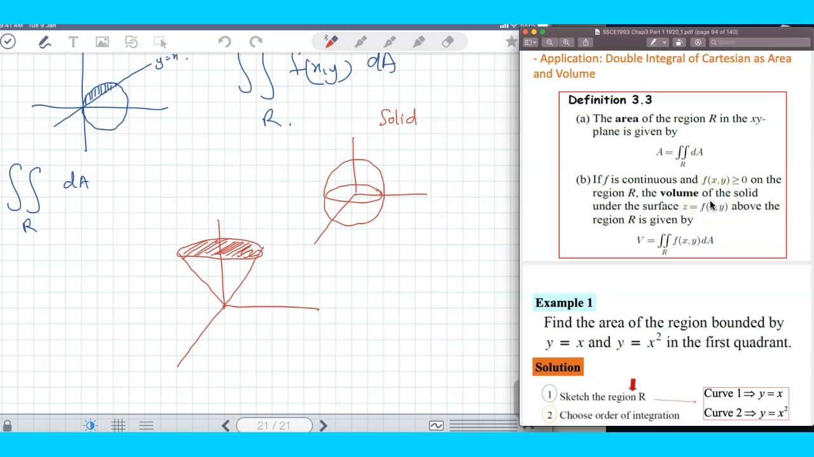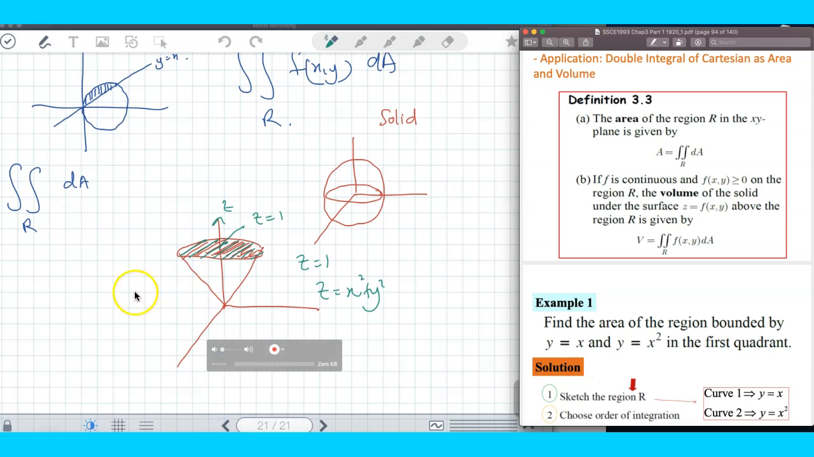If we say that our surface is based on a cone, it is an open surface. But if you say that it is a solid bounded by the cone and a plane z equal to 1, the cone z equal to x squared plus y squared, then we know that the cone is closed by, or bounded by, the surface z equal to 1.